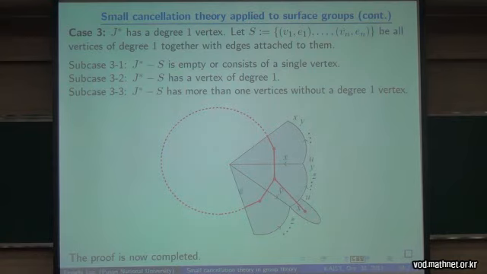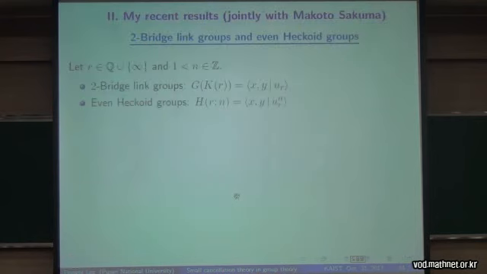So the proof is done. I think this is a good proof using small cancellation theory, a good example to use small cancellation theory. And now let me introduce my recent results. Recently, Makoto Sakuma and I obtained some results about two-bridge link groups and the even Heckoid groups.